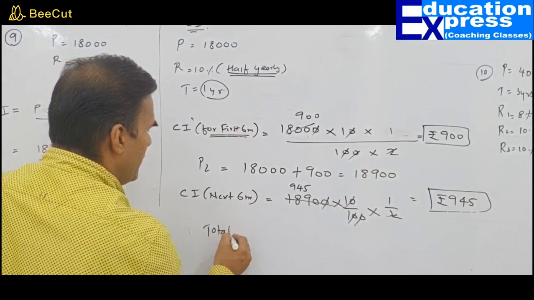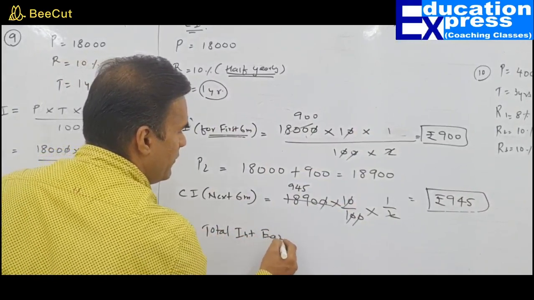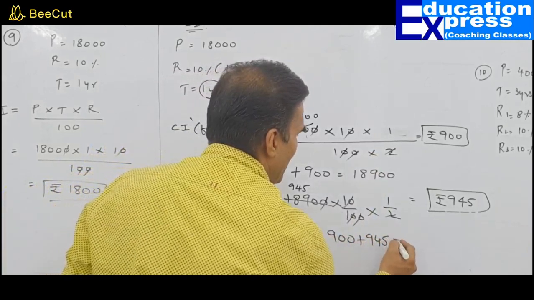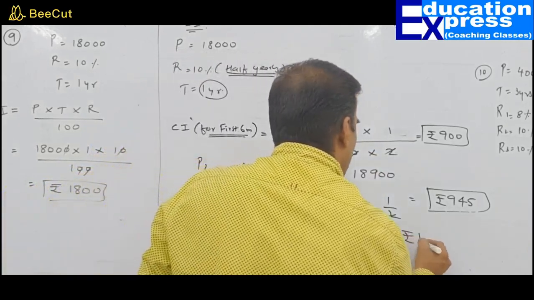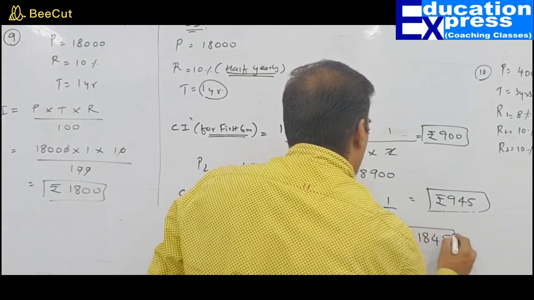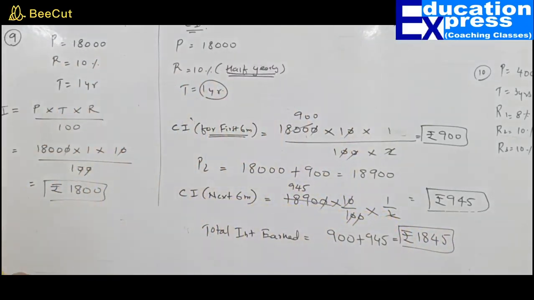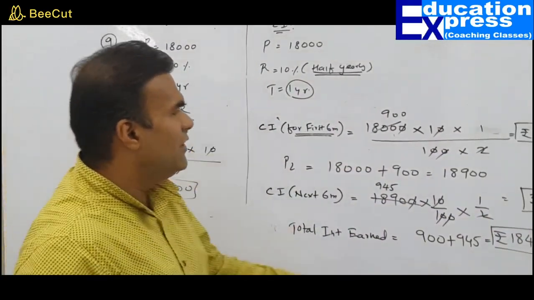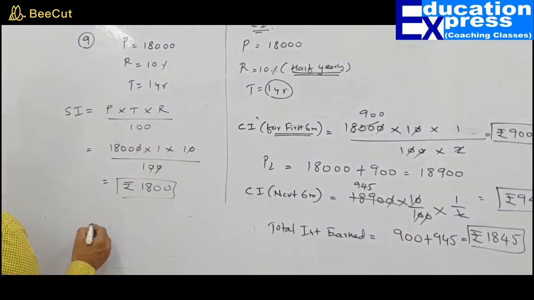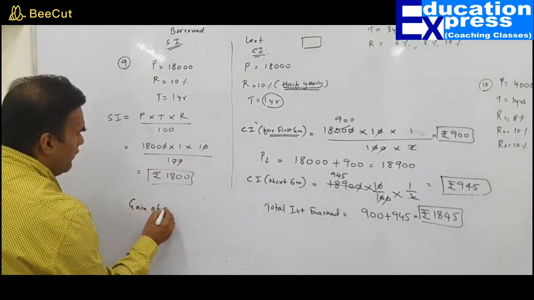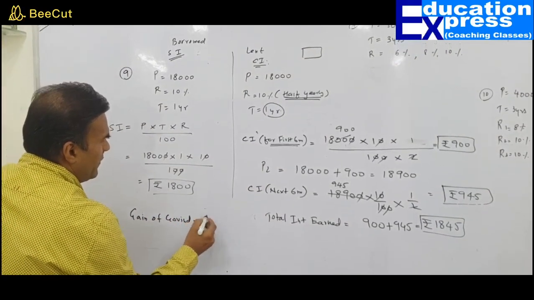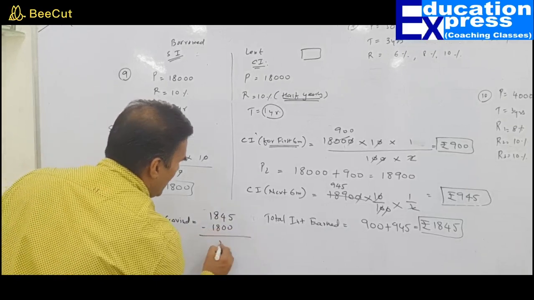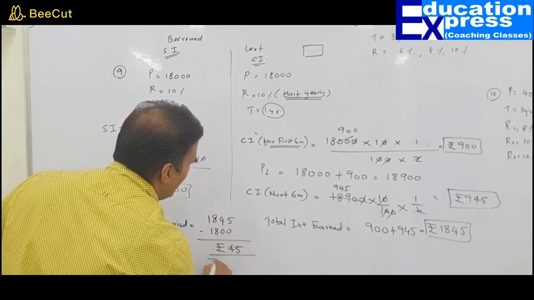So total interest earned: 900 in the first 6 months, 945 in the second 6 months. That would be rupees 1845. Who earned? Of course, Mr. Govind. He's a smart guy. He borrowed, he paid 1800, whereas he earned 1845. So what is the gain of Govind? 1845 minus 1800, that is rupees 45.